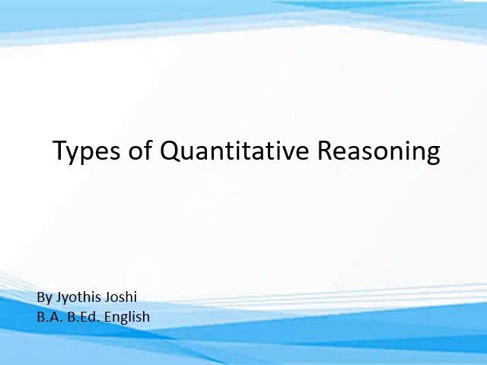Going to discuss the topic types of quantitative reasoning. This topic helps us understand how we use numbers in daily life, not just in mathematics. Quantitative reasoning is not just about solving math problems. It is about using numbers to think logically and make decisions. For example, when we compare prices while shopping or manage time in our day-to-day lives, we use quantitative reasoning.